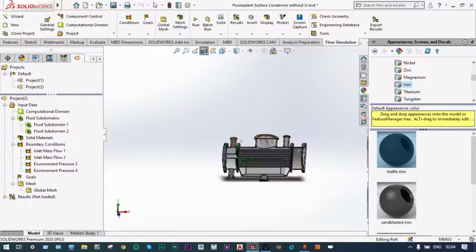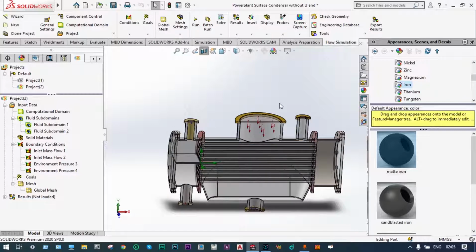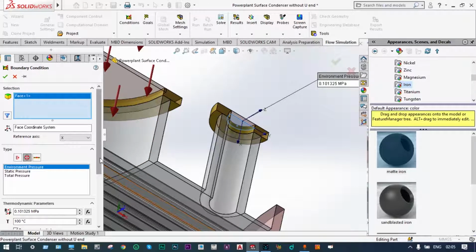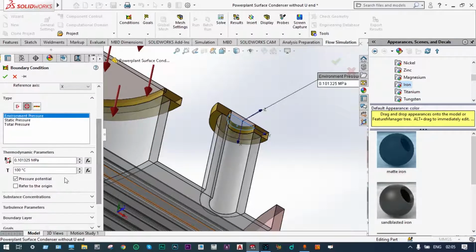That means we want to provide vacuum inside this shell to have a free flow of steam inside this shell. So insert boundary condition. We want to provide at this location, the pressure will be very less. Let us provide pressure equal to 0.006 megapascal pressure we are applying at this location. That means vacuum is created inside this shell.